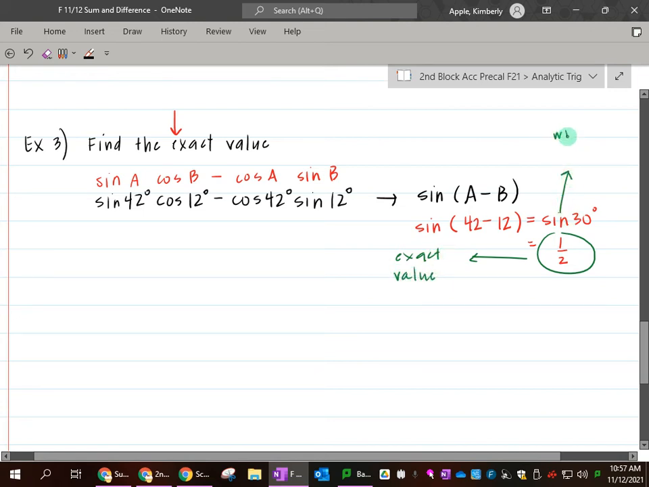This is what you call being written as a sine, cosine, and so on. Because sometimes I'll say, write this as a sine, cosine, or tangent, and that's when you do this. And if I say find the exact value, that's when you go one step further and actually locate it on the unit circle.